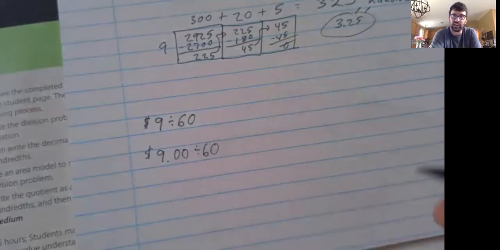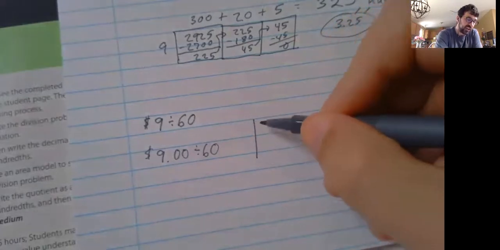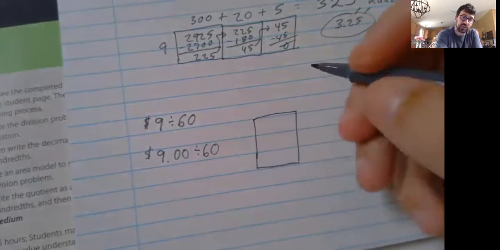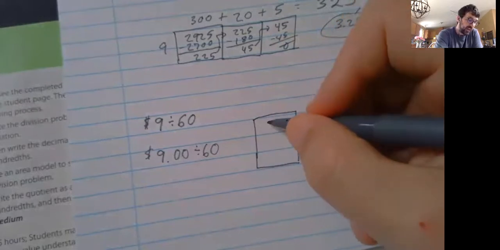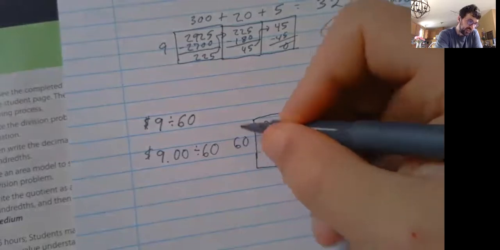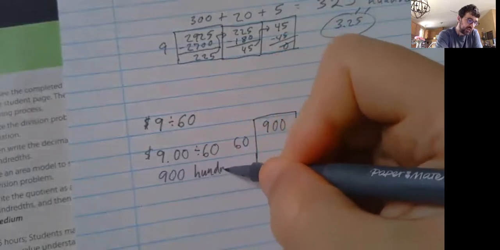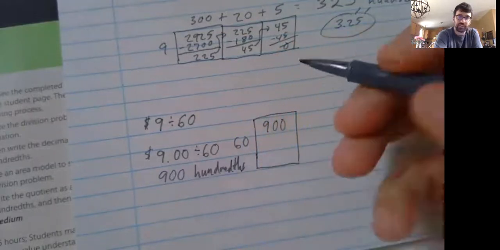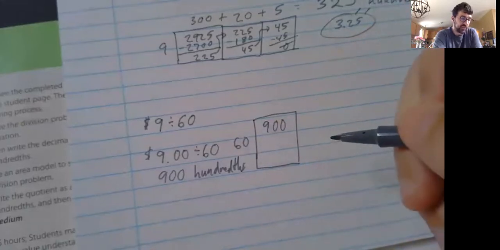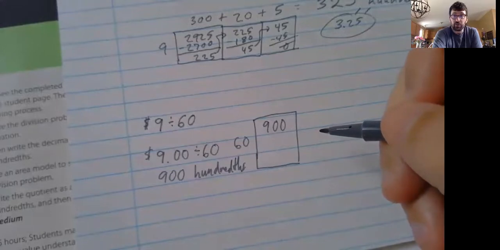All of a sudden, it doesn't look like it's off, I guess. So if I go and use this strategy, and I'll go ahead and use the box model to give another example of the box here. Okay, I have 900 divided by 60. Remember, I'm just treating this as 900 hundredths. I'm going to divide this by 60. How many times can 60 go into 900?